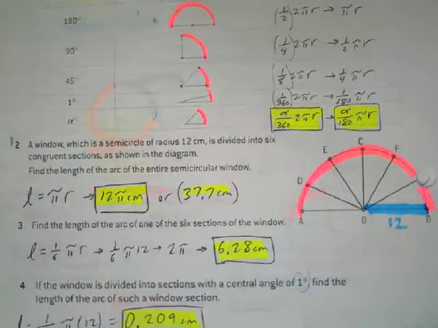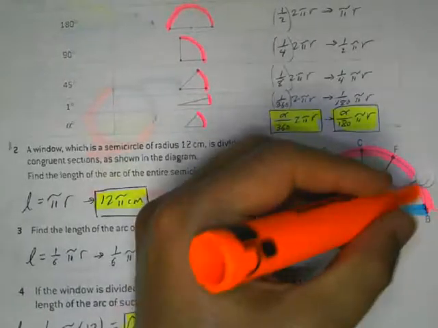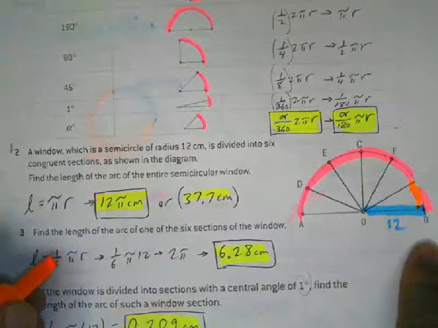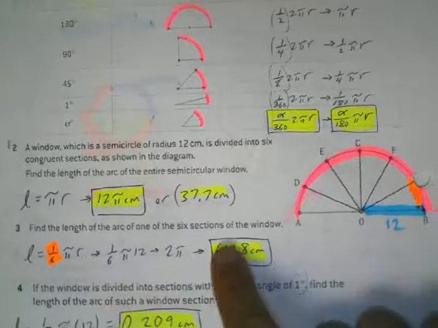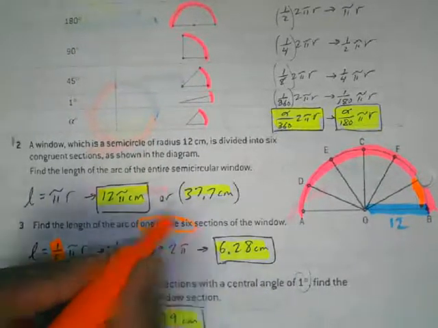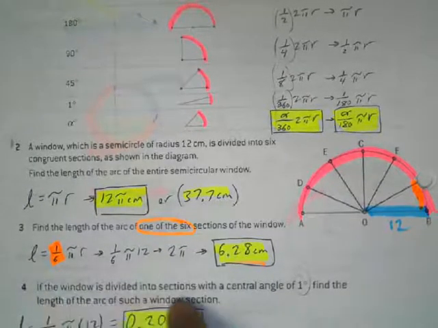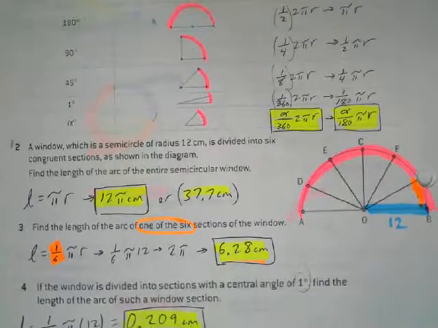Find the length of the arc of one of the sections. I'm going to take this full length and divide it by 6 because it's 1/6, and then we get this answer. The next one: if the window is divided into sections of only 1 degree, we use the formula for 1 degree, which is 1 over 360 times 2 pi r, and that gives me this tiny little length.